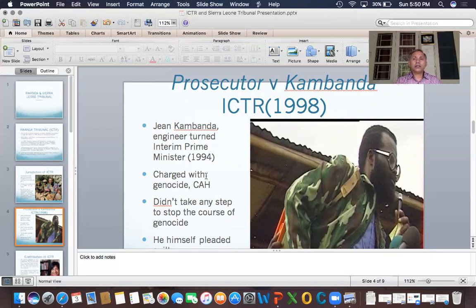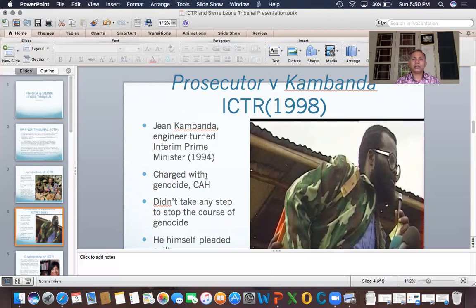So as an interim prime minister and as a level-headed prime minister, what Kambanda should have done, Kambanda should have stopped it, because he was all powerful, and Kambanda should have done all the things by which he could have prevented the commission of these acts. But he did not do it, and therefore when this ICTR was established, he was charged with the commission of genocide and also crimes against humanity.